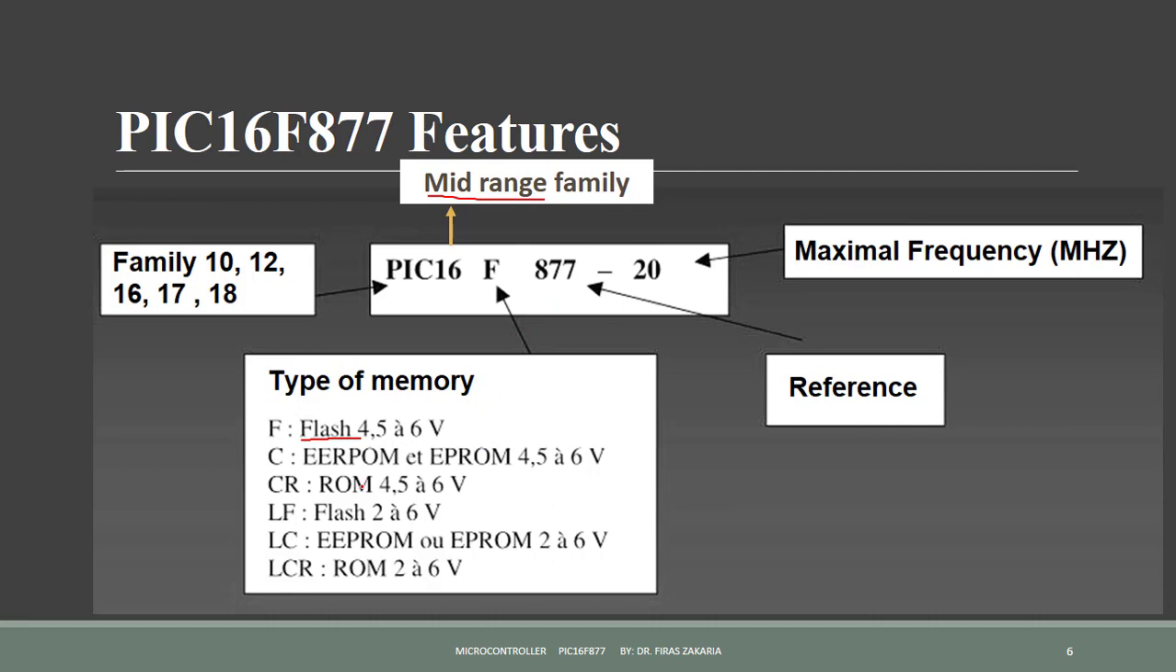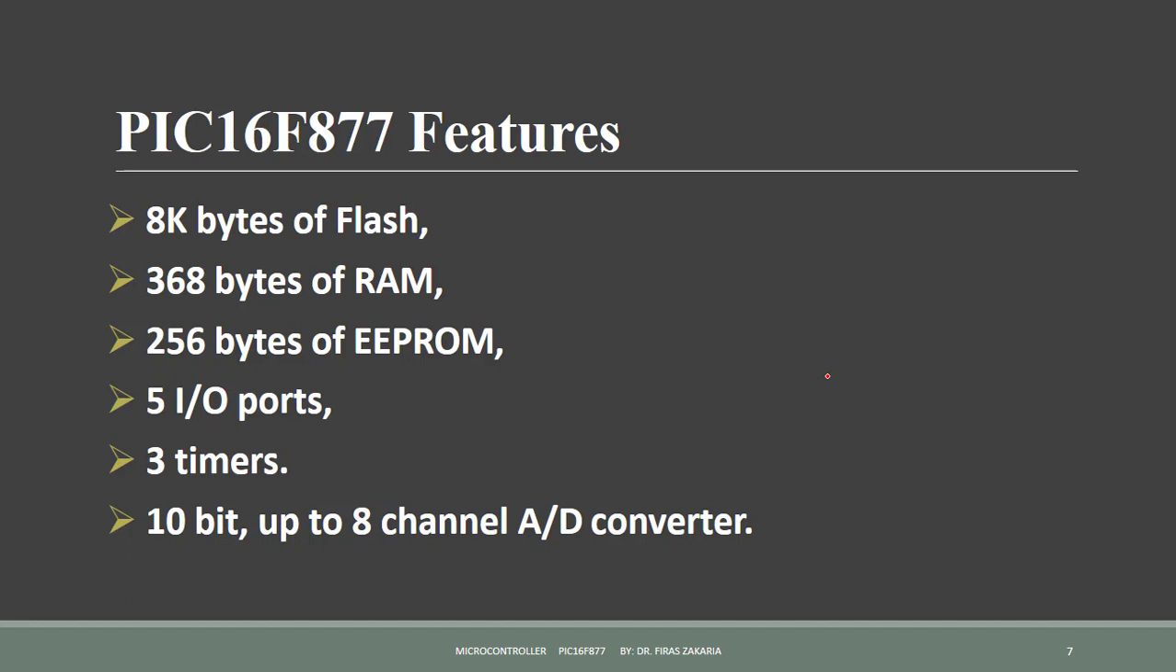The operating voltage is between 4.2 and 5.5 volts. If you provide the PIC a voltage more than 5.5 volts, it may get damaged. This PIC operates up to 20 megahertz frequency. 877 here is the reference for the PIC. It's the name of the PIC. Let's have a look about other features of this PIC.